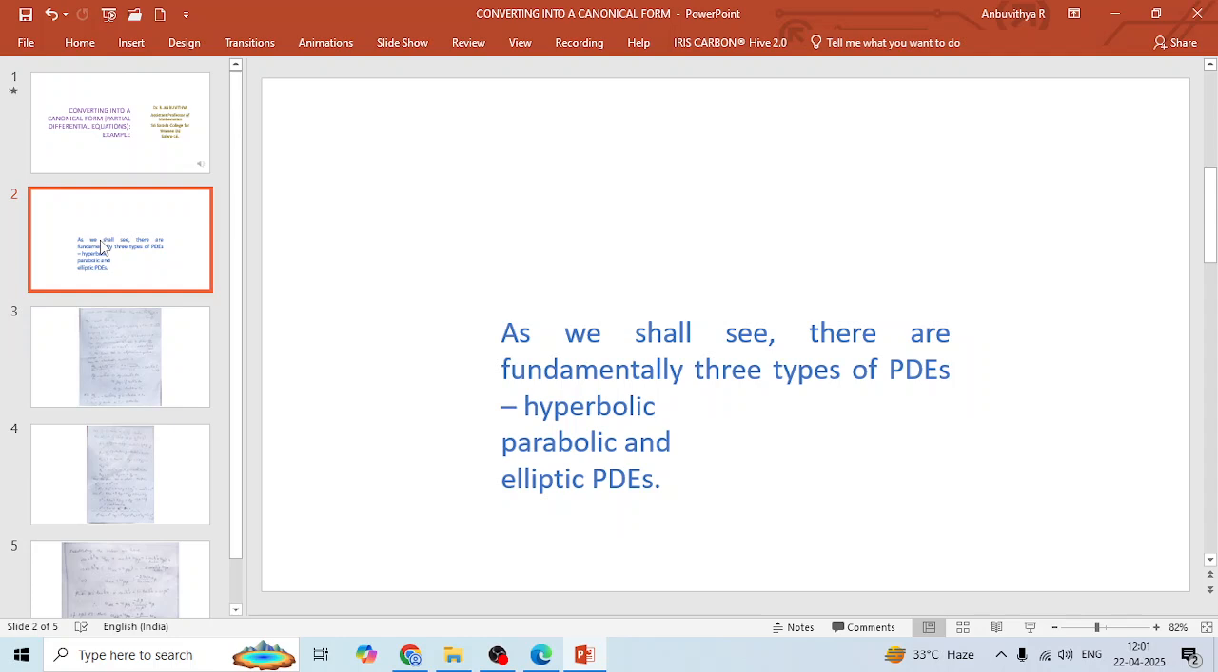Mathematically, the classification of the second order PDE is based upon the possibility of reducing the given equation, by coordinate transformation, to canonical form at a point. So after changing that into a canonical form, we have the equation in terms of psi and eta.